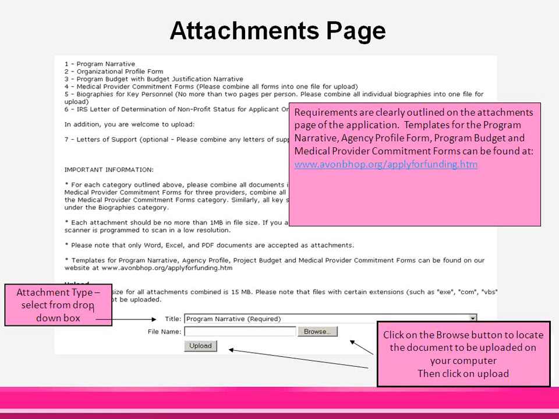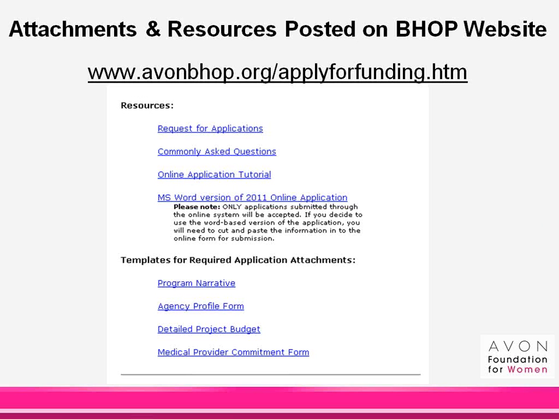Very importantly, please combine documents in a similar upload category into one file for upload. For example, if you are uploading biographies for 3 members of your staff, please combine all 3 bios into one file and then upload that one file to the biography category. Do not upload each bio separately. Arranging your attachments in this way will greatly simplify the review process and allow reviewers to access your information in an organized manner. As a reminder, templates for some of the attachments can be found on the Avon BHOP website.